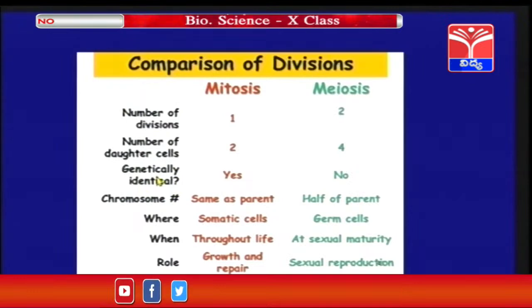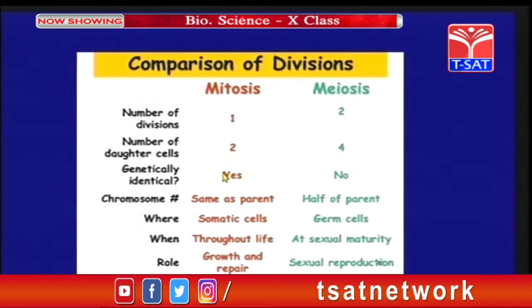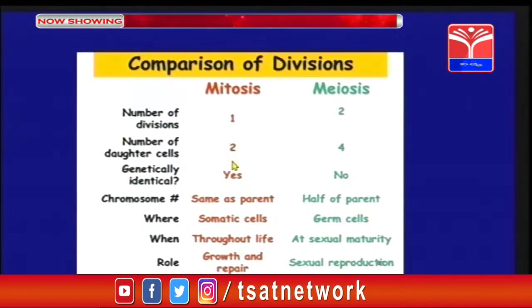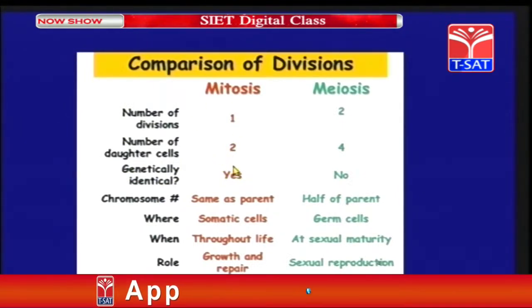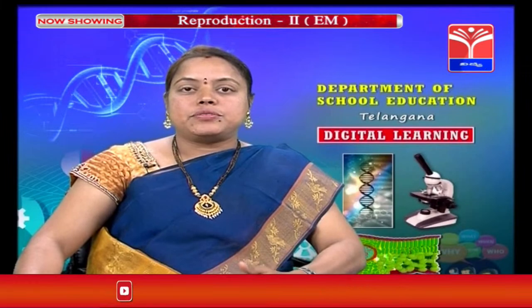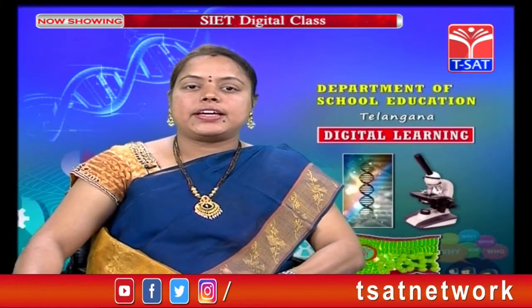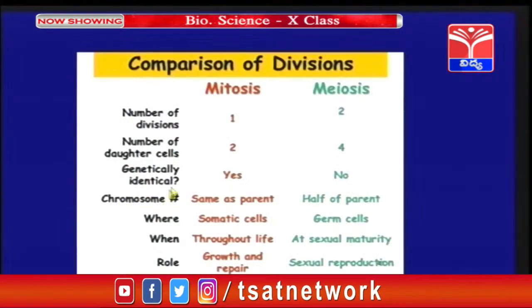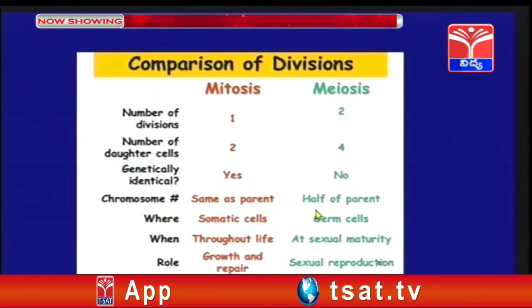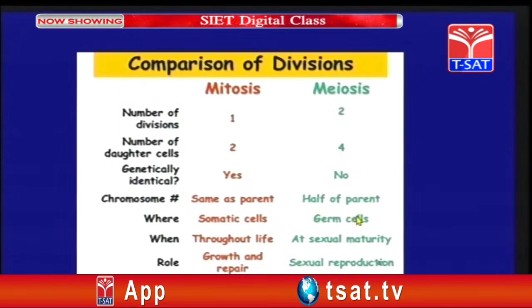Genetically identical: in mitosis, the daughter cells are genetically identical to the parent. In mitosis, you can take the example of amoeba. The daughter cell formed is the exact copy of the parent cell, whereas in human beings, the children are not the exact copy of the parents because there will be variations. And the chromosome number in mitosis is the same as that present in the parent, whereas in meiosis, the chromosome number is half to that of the parent.